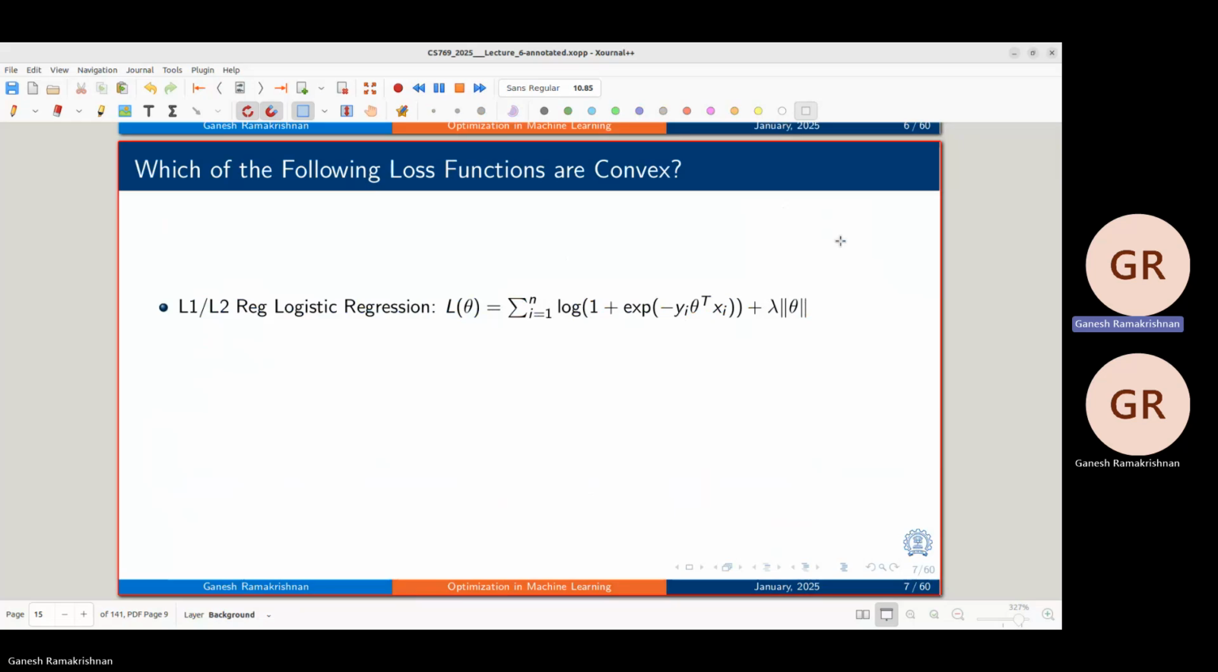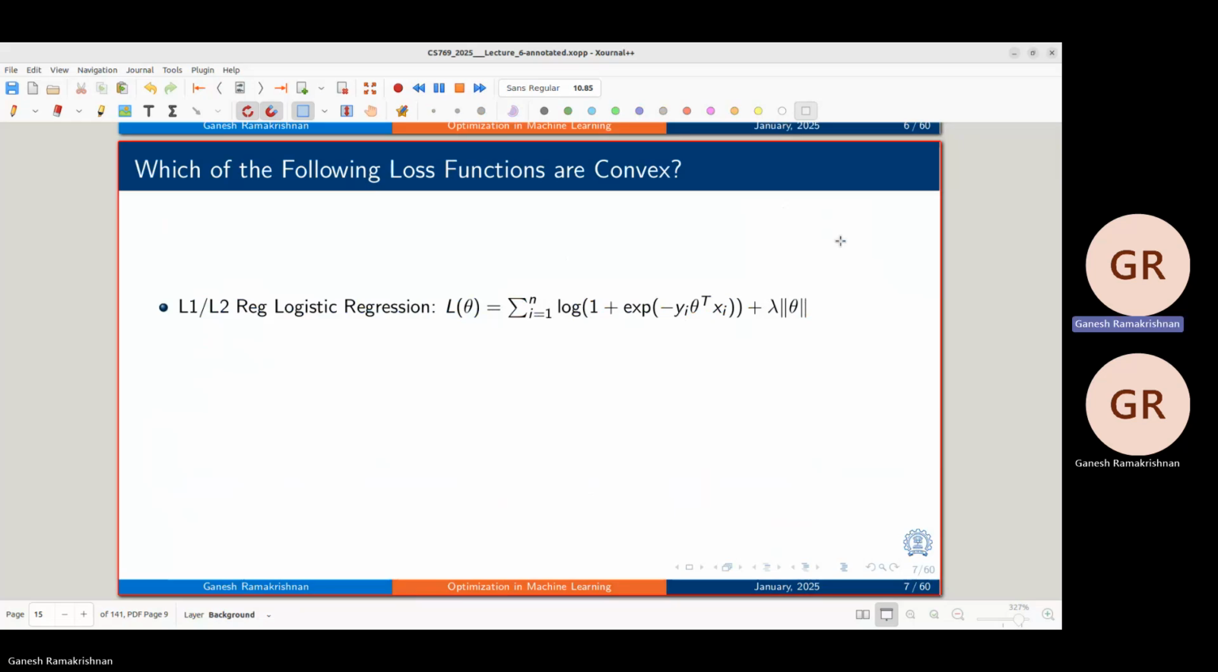So hopefully you gave some time to this. Any reflections? L1 regularized logistic regression: is it convex? Is it strongly convex? L2 regularized logistic regression: is it convex? Is it strongly convex? What's your take?